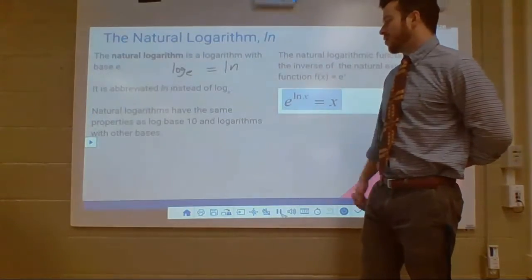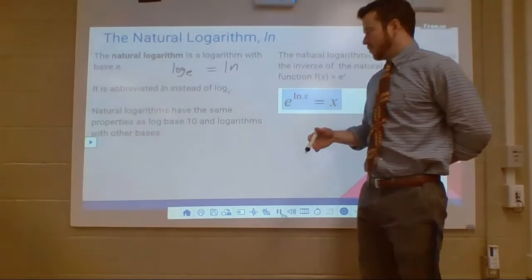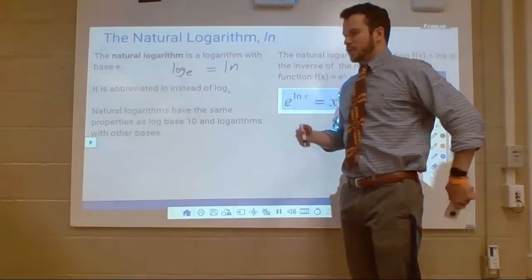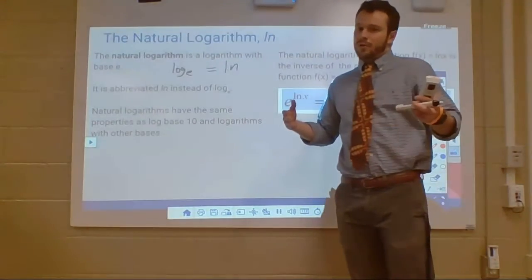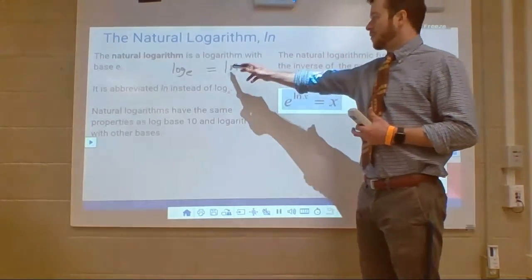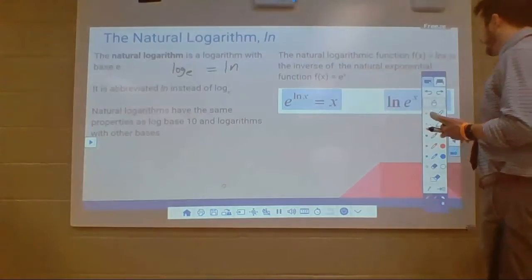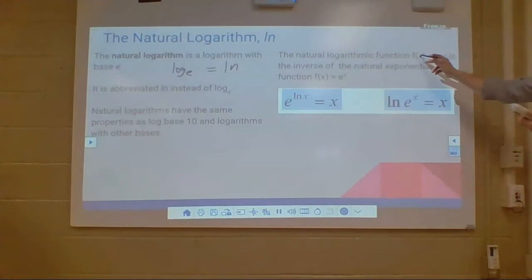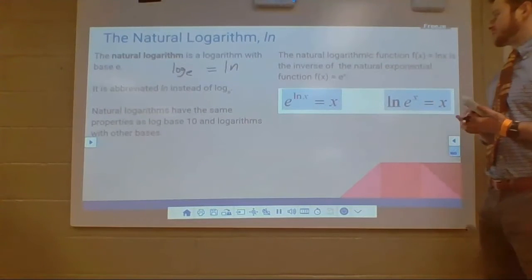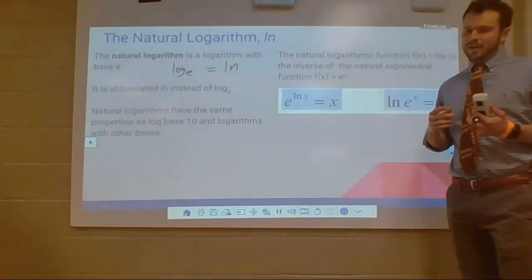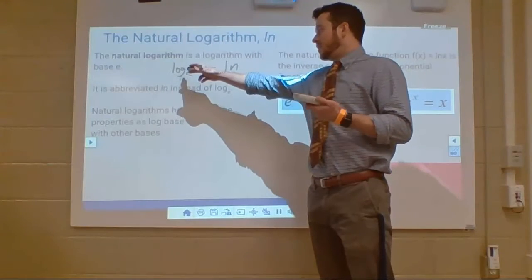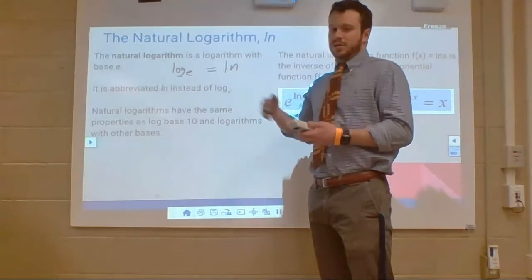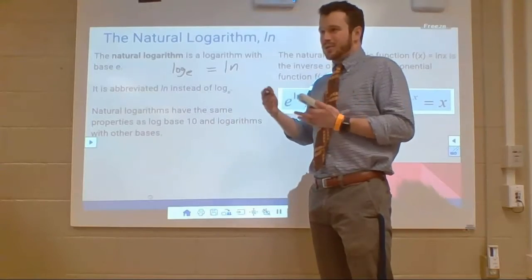So they have the same properties as any other logarithm. Just the base is e. So you would use the product property, the quotient property, power property, any property of a logarithm that you have, you can use with ln. Okay? So the natural logarithm function, which is f of x equals ln of x, is the inverse of the natural exponential function f of x equals e to the x. So basically all this is saying is that log base e, which is ln, is just the inverse of e to any power.